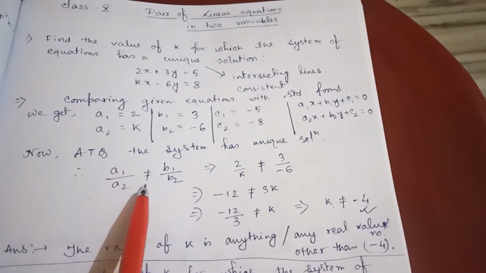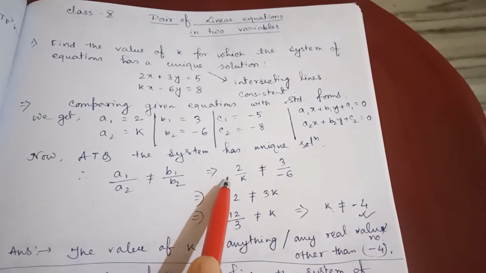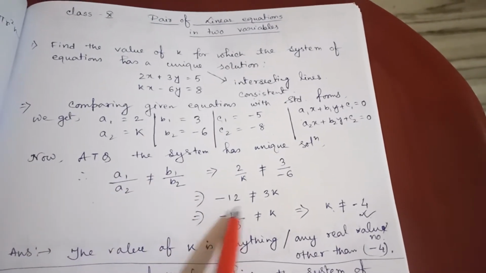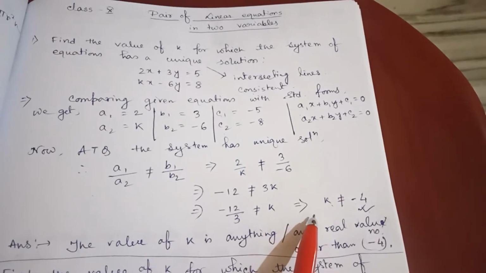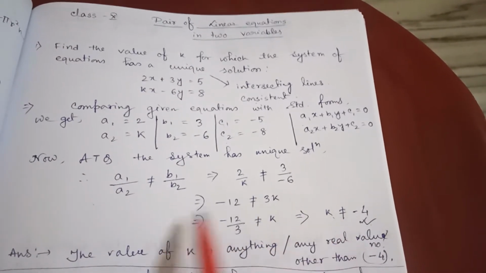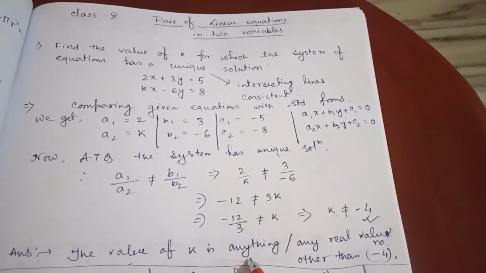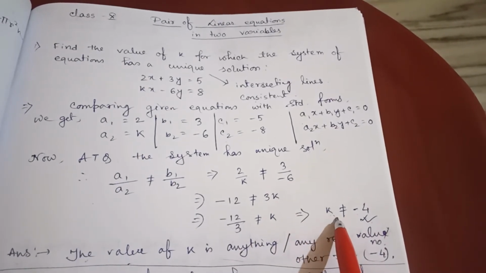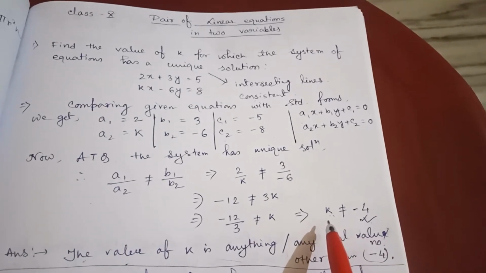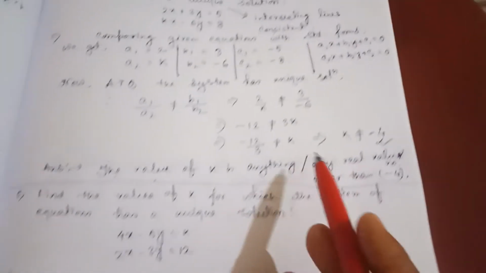According to that, you choose your condition, put those numbers over there in the condition and find out one condition on the value of k, and then you write the answer line depending on that condition that you got. Okay, this is the process. So let's go to the next question.